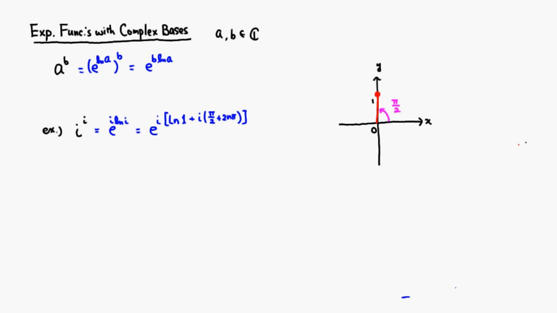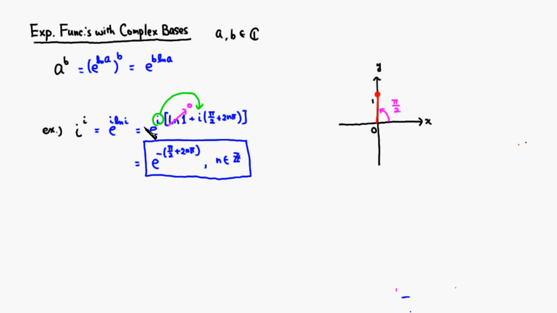But we know that natural log of 1 is 0, so that goes away. Then I'm going to distribute this i to the i, so i squared would be -1. Therefore, we get e to the negative pi over 2 plus 2n pi, where n is any integer. So that's the value of i to the i.